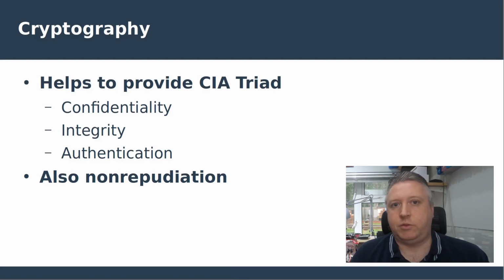Cryptography can be used to protect data and helps to provide the three elements of the CIA triad: confidentiality, integrity, and authentication. I've explained about the CIA triad in another video, so check out that video if you want to understand more about that. Cryptography can provide confidentiality, keeping things secret, integrity, proving that data hasn't been altered, and authentication, proving that somebody is who they claim to be. Cryptography can also provide non-repudiation, providing assurances that data has come from a known sender.